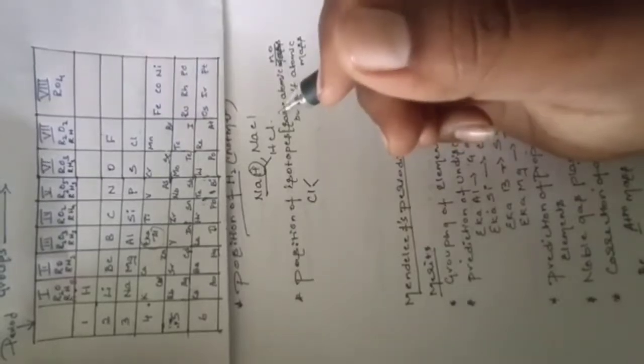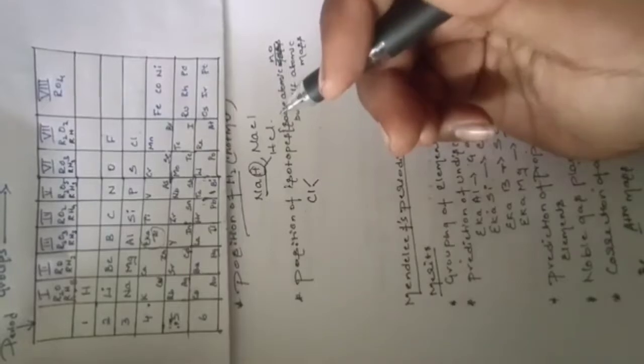Like chlorine. Carbon's atomic number is 6, sorry, chlorine is 17. It shows chlorine atomic mass 35 and also 37, but perfectly chlorine should be shown as 35. Like that, the position of isotopes was not identified by Mendeleev.